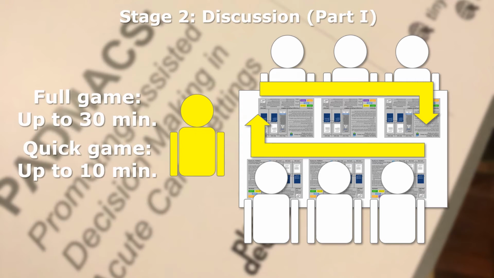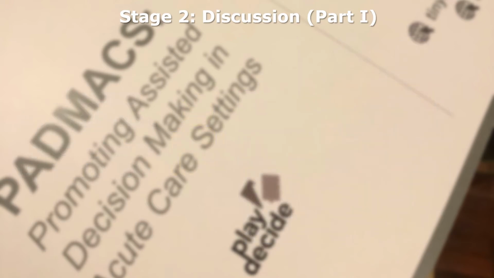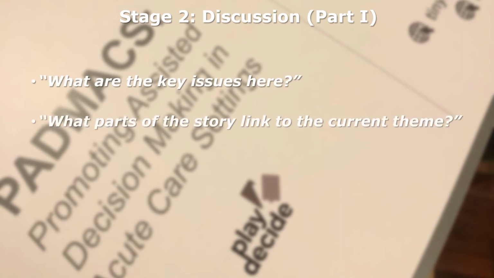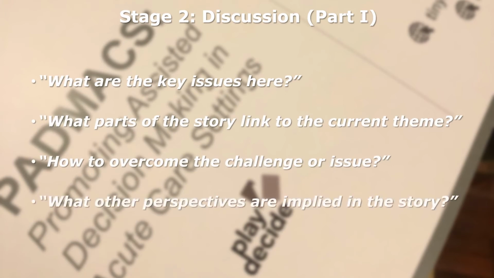Some examples of open-ended questions to promote discussions might be: what are the key issues here? What are the parts of the story that link to this theme? How could the central character in the story overcome the challenge or issue at hand? And what other perspectives are implied in that story?